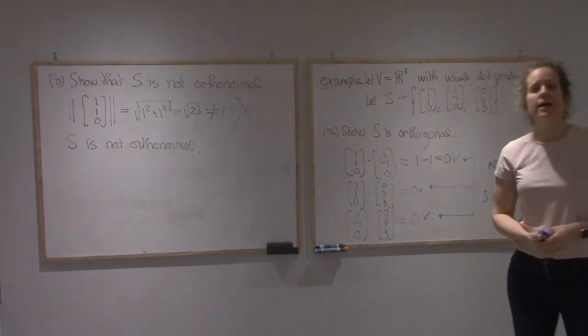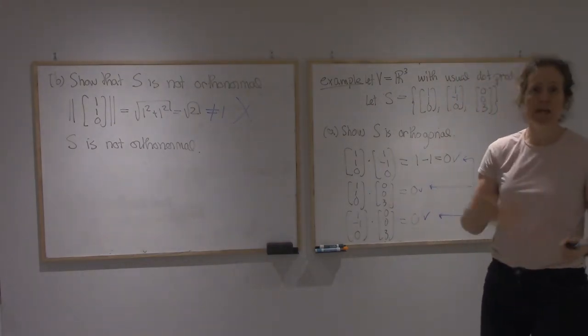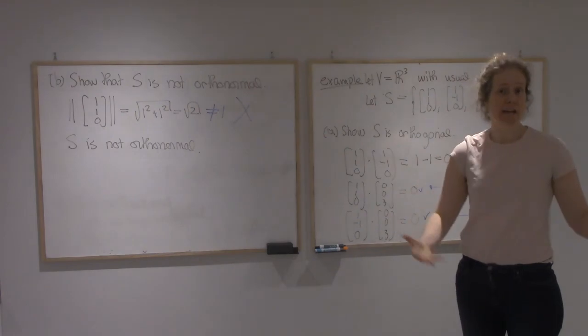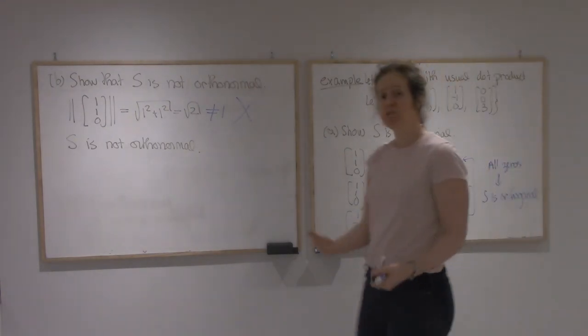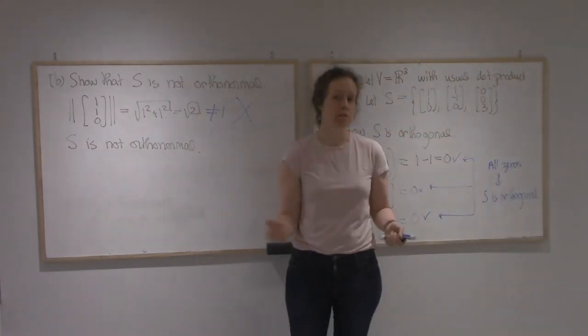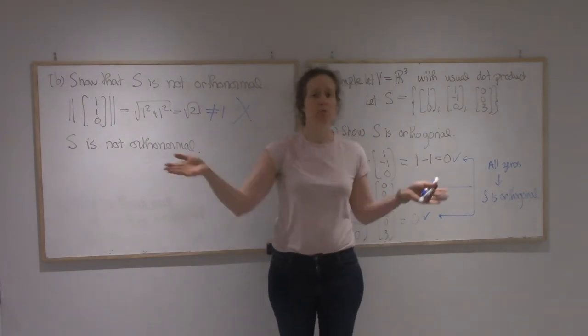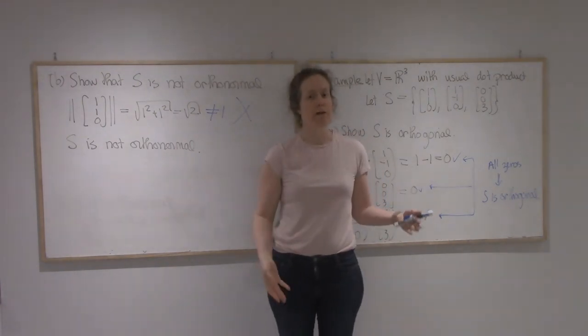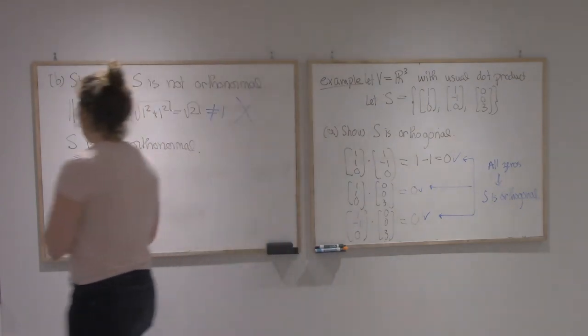But I claim that from this S, we can get a set that's orthonormal. All I have to do is shrink or stretch the vectors, keep them in the same direction, but shrink or stretch them so that their lengths are 1. So let's do that.